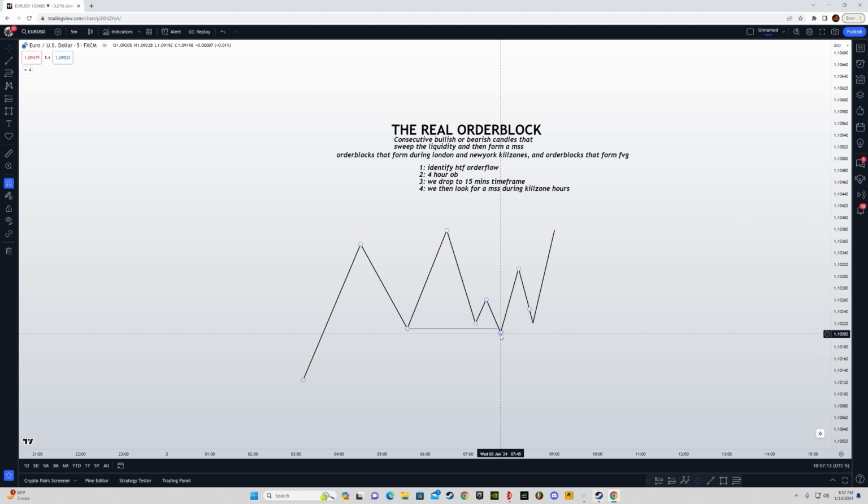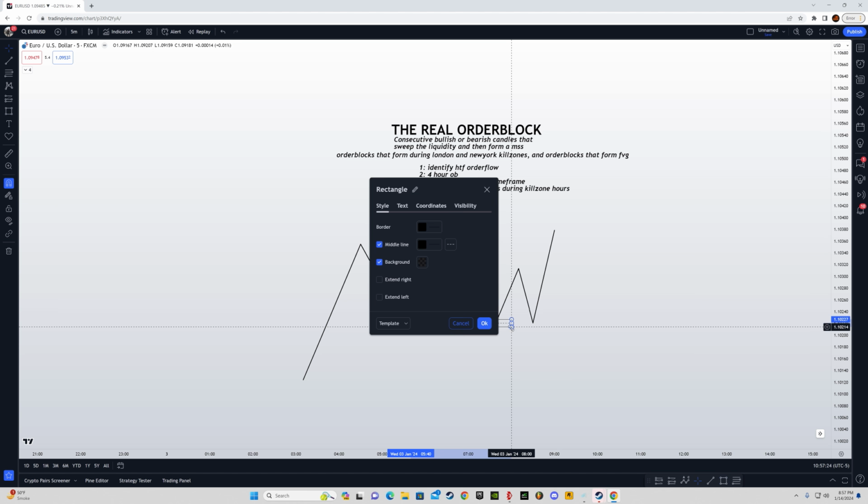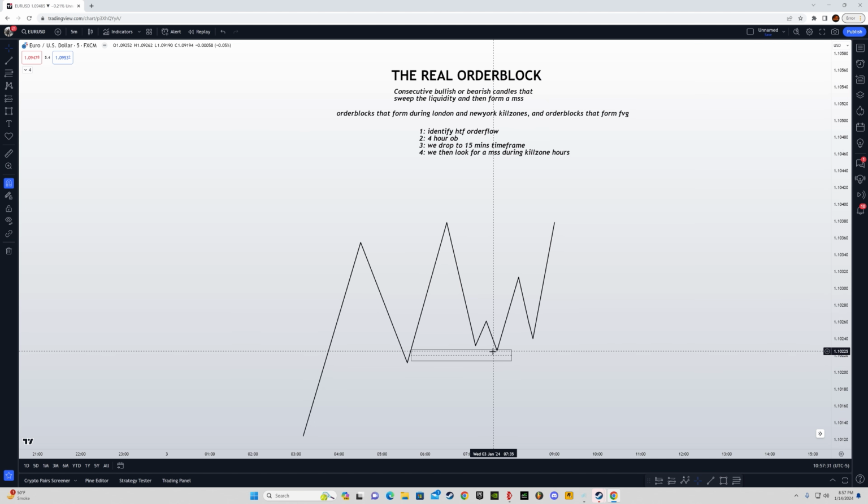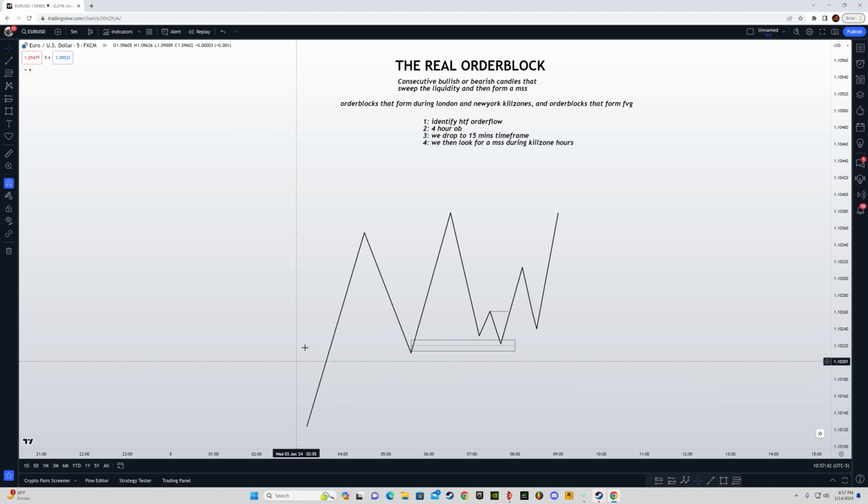So let's move this up like that. So there was no liquidity sweep, but there was an order block here, right? Let's move this up a bit so it gets clean. So price taps into the order block, the 4-hour order block, right? And afterwards, we get a 15-minute market structure shift during kill zone hours, in a bullish order flow.